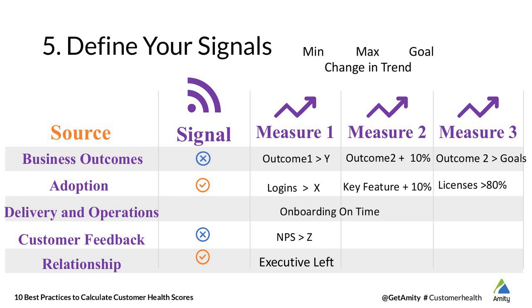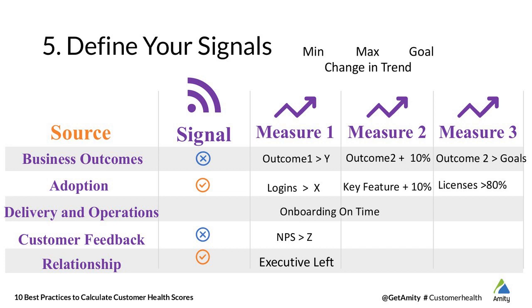If your champion executive just left the company, it can really not matter what everything else says. There are other types of signals, but these are really the center of the plate. You can have a neutral signal, so we have no signal for delivery and operations, a negative signal for adoption and relationship, and a positive signal for business outcomes and customer feedback.